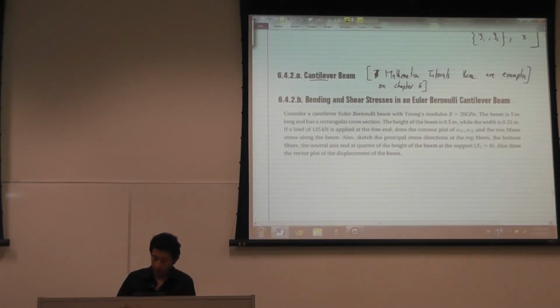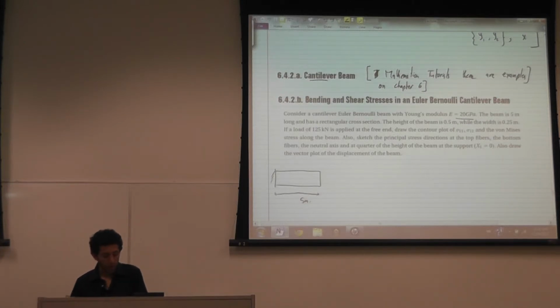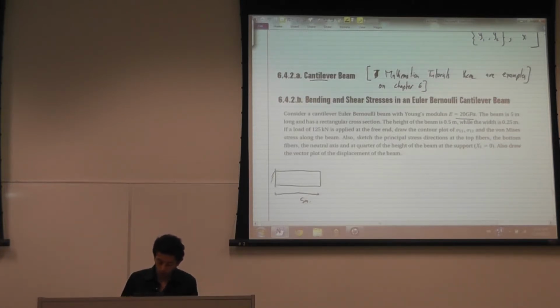So I have a cantilever beam with Young's modulus as 20 gigapascal. The beam is 5 meters long and has a rectangular cross section. The height of the beam is 0.5 meters and the width is 0.25 meters, and a load of 125 kilonewtons is applied at the free end.